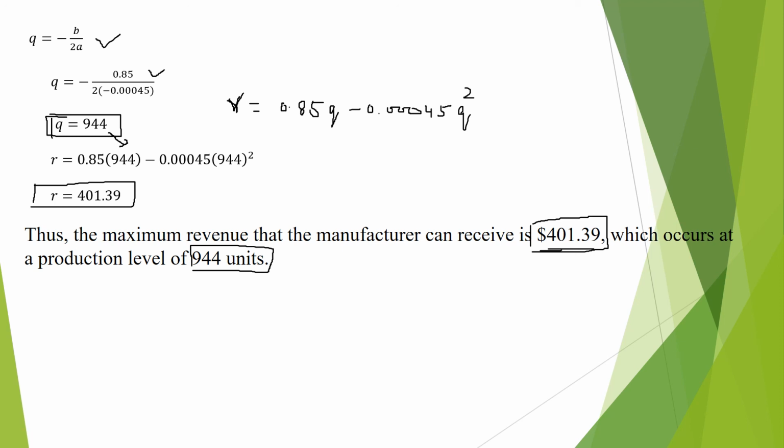In the previous question you needed to find the x-intercept, and then it will be easy for you because the vertex has already been given. Here is Q and R, this is the vertex, so the coordinate of Q is equal to 944, and the total revenue will be 401.39. My dear student, right after this just draw the graph for the quadratic equation.